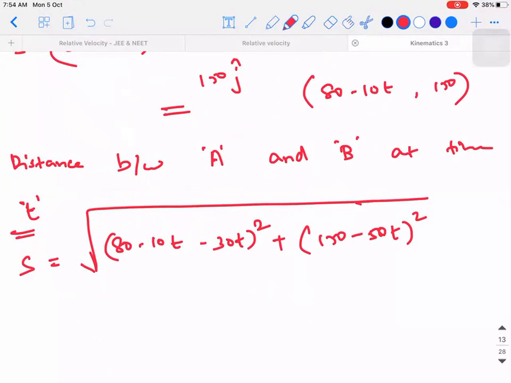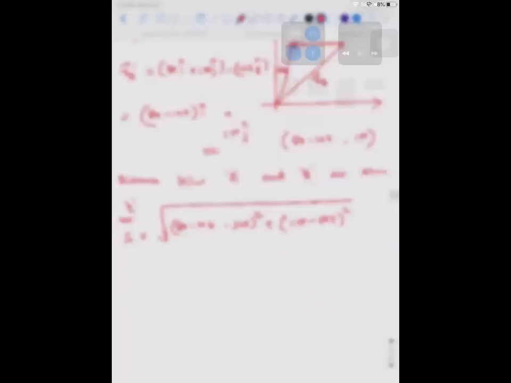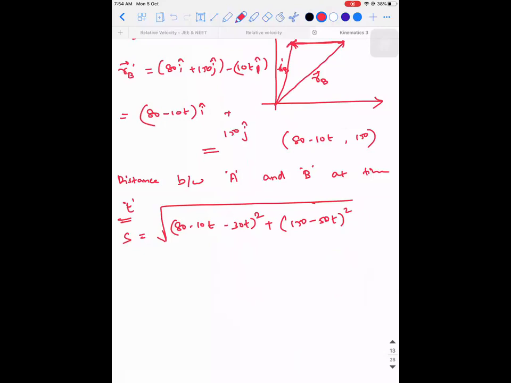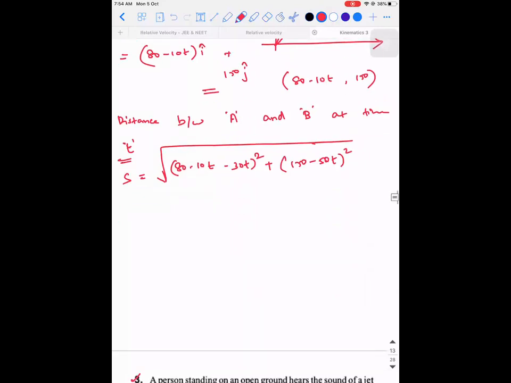See, distance is a function of what variable? Time. So for the distance to be minimum, what is the mathematical condition that is applicable? ds with respect to whom? Yes, ds by dt is equal to 0. You're able to understand? So if you differentiate this and equate it to 0, you will get the value of time at which the distance between them is minimum.